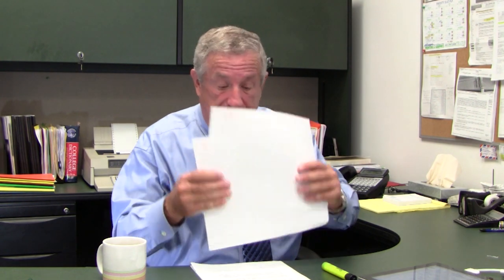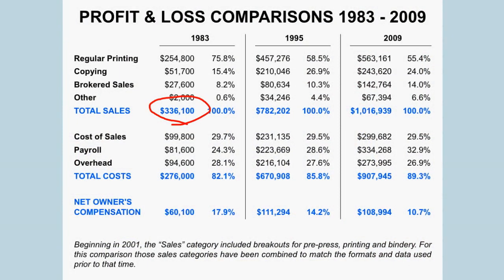Anyway, we're going to be looking at about six slides this morning, and the first one you may have seen in prior videos. So this slide, which we're going to cut to now, simply demonstrates the profit and loss comparisons from 1983 through 2009. The most critical things that we want to know, of course, our sales increased from $336,000 in 83, and in 2009, the average printer in this industry was reporting $1,016,900 in sales. Obviously, sales have increased, and they'll continue to increase even in this economy.